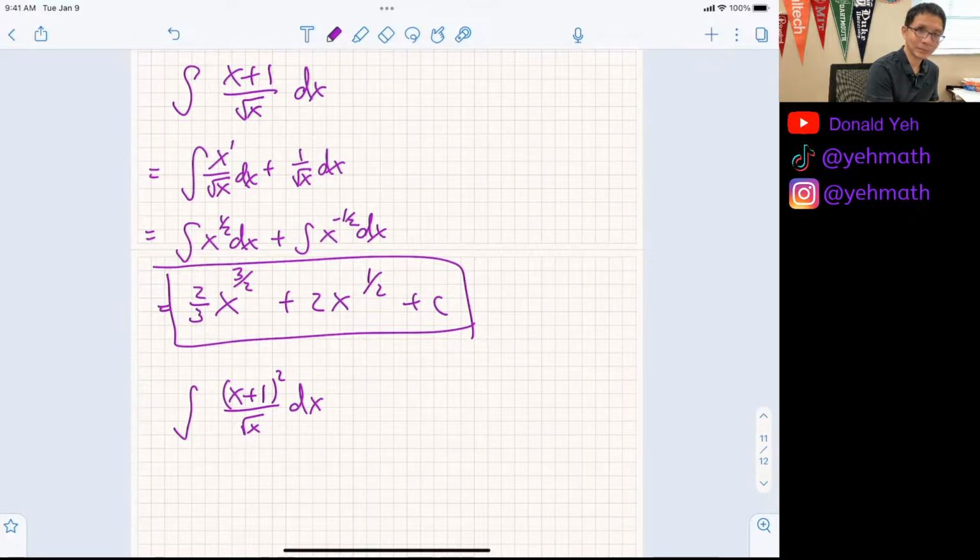Wait. So what you do is you expand, then you split. That's what I was thinking. Okay. But don't expand it wrong. I gotta redo this. Oh, okay. I get it. Expand it and then split it.